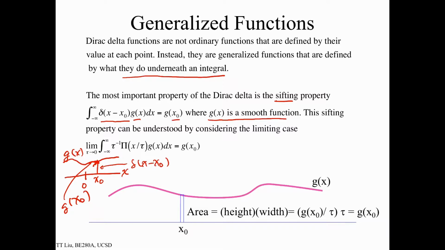One way to get an intuitive feeling for this sifting property is to consider any function g of x, say here, and here we've shown a smooth function, and multiplying it by a small rectangle function. And when we integrate, since the area of the delta function is 1, when we multiply it by g of x, it's going to just make the area g of x0. And so that's one way to look at the sifting property.